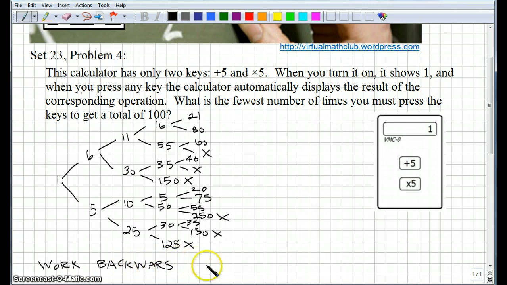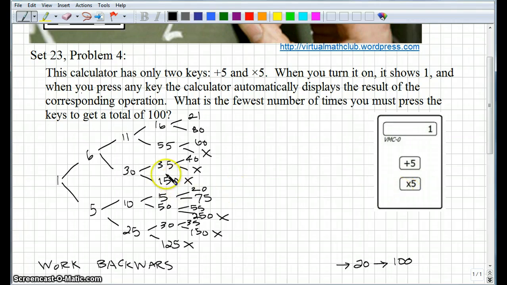Okay, so let's look at this backwards. We want to get to 100, right? So the quickest way to get to 100 using one of these keys would probably be to use the times 5, right? So if we divide that, we'd have to start at 20, multiply by 5, we get 100. Alright, well, so how could we get to 20? Well, if we multiplied by 5, we'd have to have a 4. And I can't see how you would get a 4 by either adding 5 or multiplying by 5, right?